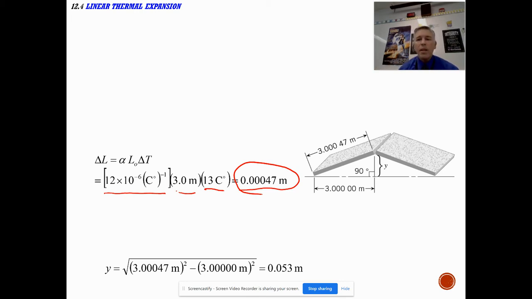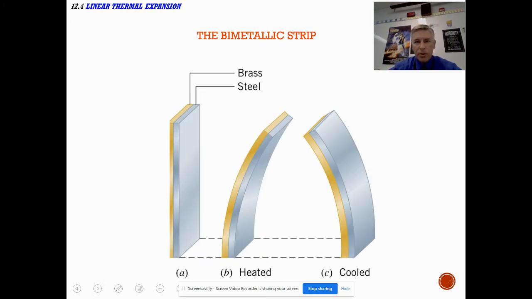So it's pretty small. But what we've got here is, if I imagine that this is buckling, it's kind of creating a little right triangle here, where the original length was 3 meters, but now the length of this concrete is a little bit more than that, this extra 0.00047 meters. And so I can figure out why by actually using a little bit of Pythagorean theorem here, and I find out that it buckles up by 0.053 meters, or in other words, 5.3 centimeters. So that may not seem like a lot, but that's a couple of inches that it's going to pop up by that. And so that could be important. So just a neat little expansion problem.